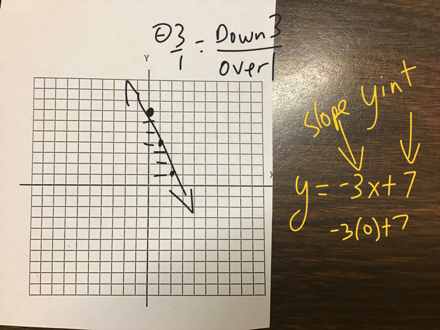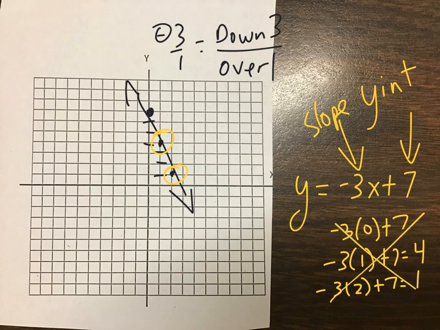Okay, now let's check this out. If I plug in 1, that's negative 3 plus 7, that's 4, isn't it? Is that the point 1, 4? I think it is. And if we plug in 2, that's negative 6 plus 7 is 1. And that, my friends, is the point 2, 1, isn't it? So we don't need to do this anymore. We can just read it right off of here. We can just go straight off of there, and everything's good. I just have to look at that.